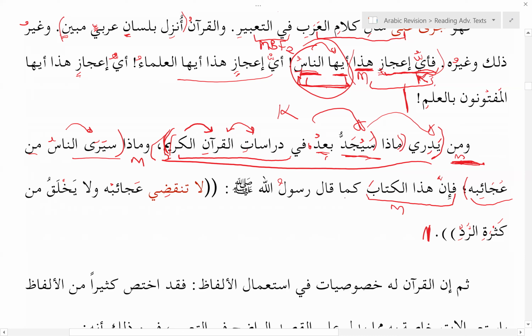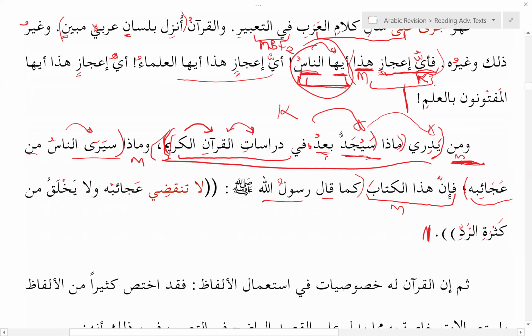Qala fil madi Rasulullah fa'il qala sallallahu alayhi wa sallam. Did I break that down correctly? Yeah, that's mubtada. So inna hazal kitaba is mubtada, and the rest is khabar. Yes. And then inside the khabar, we have the jar majroor muqaddam, then fil madi with the fa'il Rasulullah. Okay. So this is our fi'al, this is our fa'il.